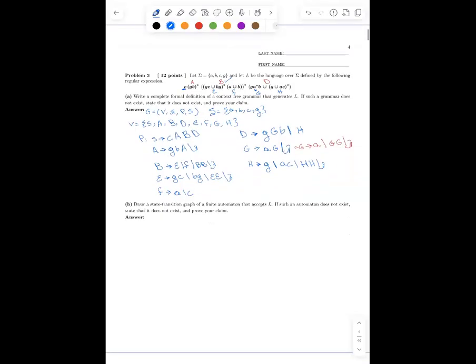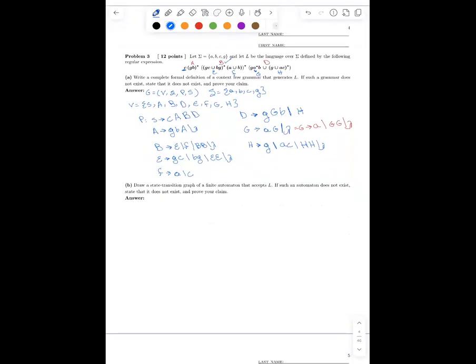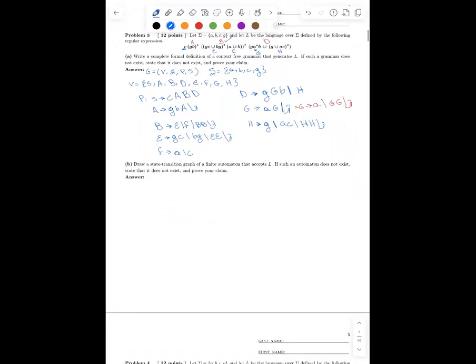And then I need to draw the transition state. So my starting state is that. And I always have a C. And then I can get into the state that I have G, G, and B. And then I do lambda. And then I can have this again.